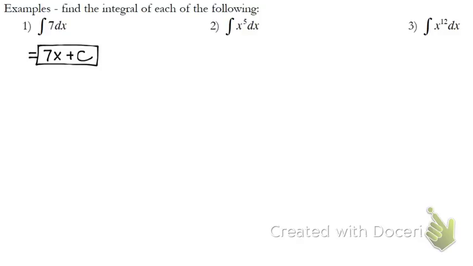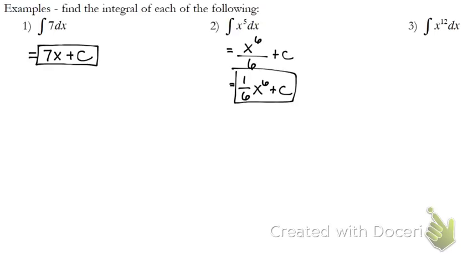For the second one, this is going to be a reverse power rule. So remember, for the reverse power rule, you bump up the exponent by 1, so that would be 5 plus 1 to be 6, and then you divide by the new exponent. So x to the 6th over 6 plus c. You'll also see this written a lot as 1/6 x to the 6th plus c. So I'll write my answer like that.